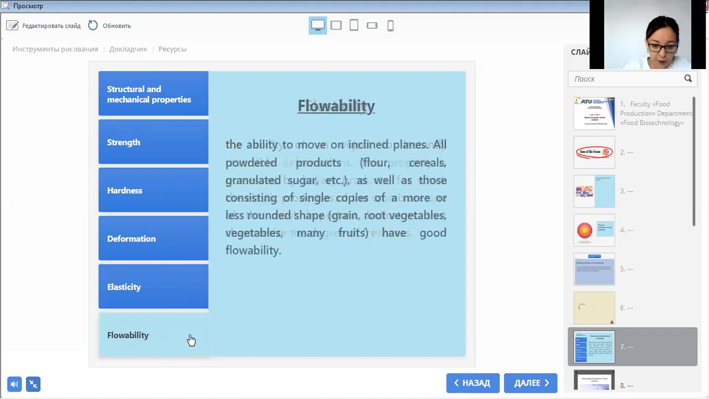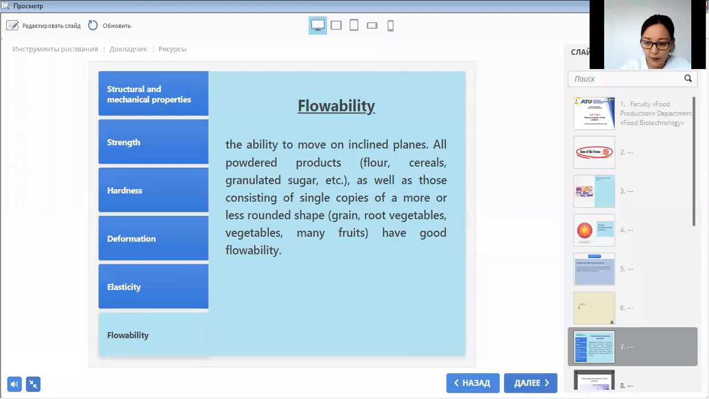And finally, flowability. It is the ability to move on inclined planes, and all powder products, for example, flour, cereals, granulated sugar, and others, have it, as well as products consisting of single pieces of a more or less rounded shape. For example, grapes, root vegetables, and many fruits have good flowability.